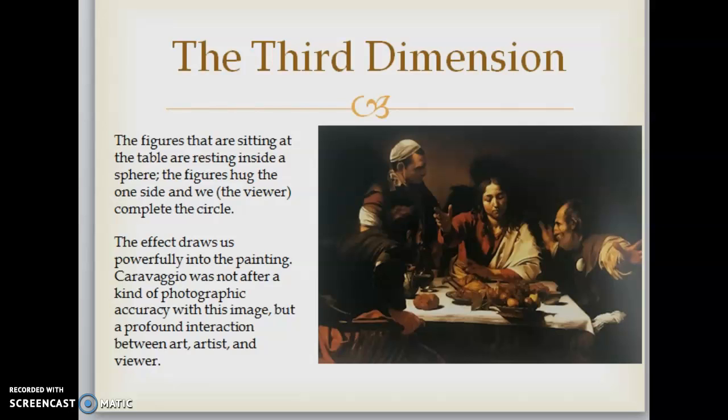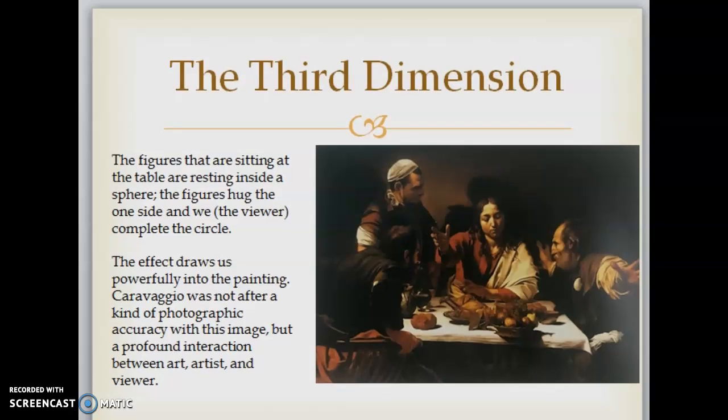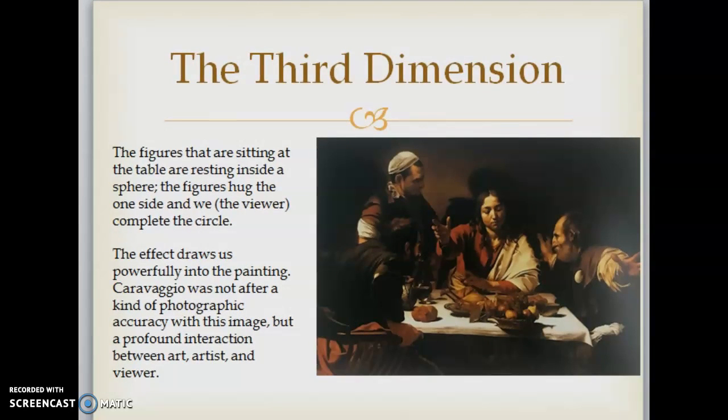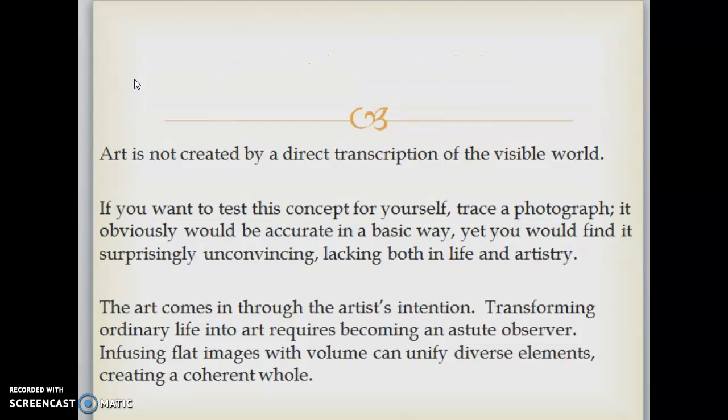Caravaggio was not after a kind of photographic accuracy with this image, but a profound interaction between art, artist, and viewer. Simple geometric forms can be implied in a work of art, thus heightening our emotional response, although we might never know how the effect was achieved. Art is not created by a direct transcription of the visible world. If you want to test this concept for yourself, trace a photograph. It obviously would be accurate in a basic way, yet you would find it surprisingly unconvincing, lacking both in life and artistry. The art comes in through the artist's intention.